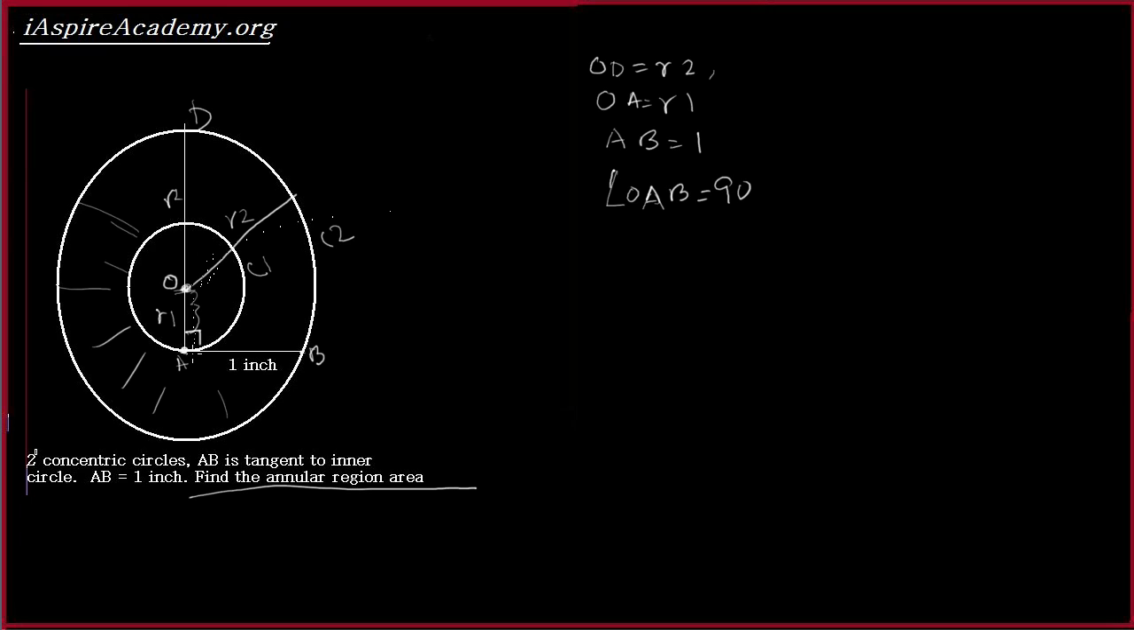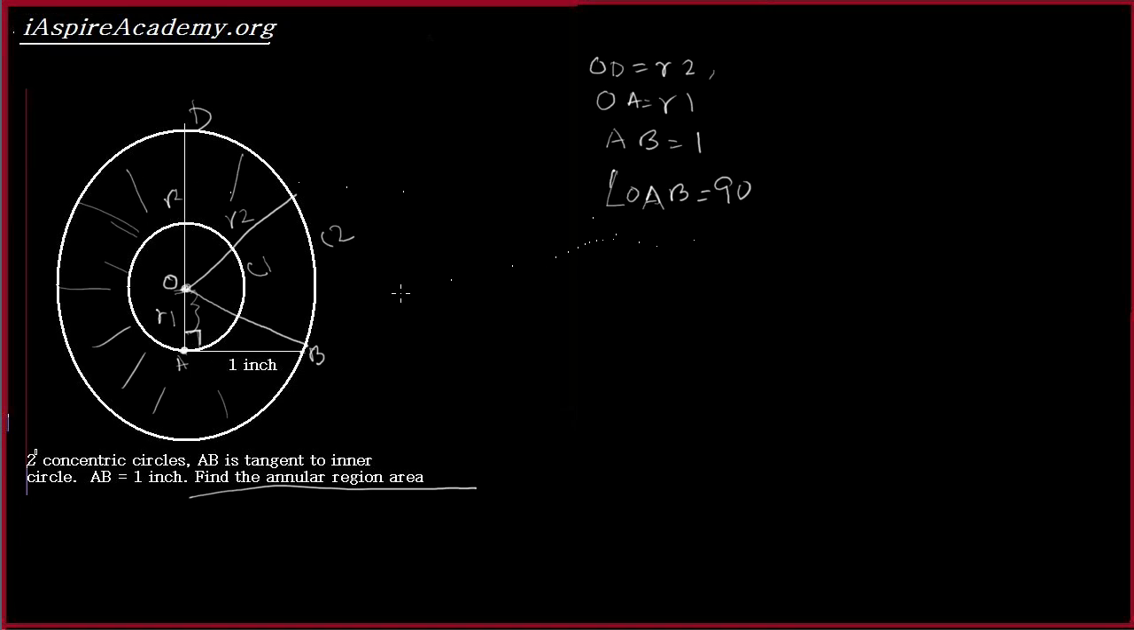One thing you can take as a thumb rule: whenever you are given a tangent cutting a circle with a 90 degree angle, you are better off drawing some sort of triangle where you can apply the Pythagorean theorem. So let's join this line, OB. Now what we have to find out is the annular region.